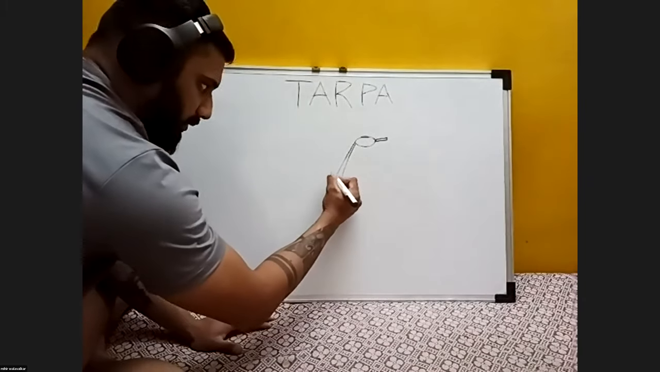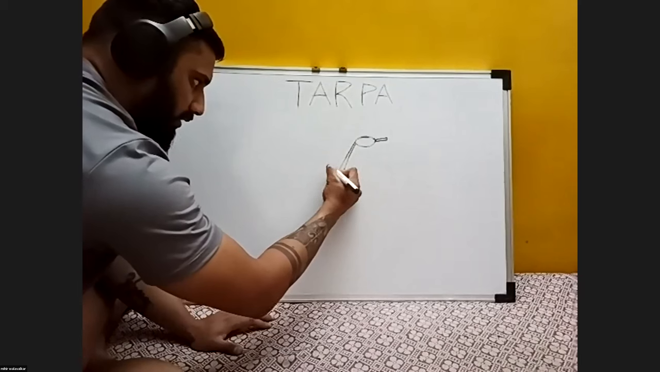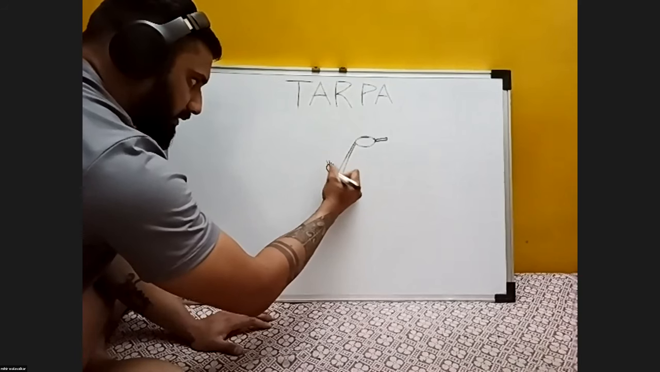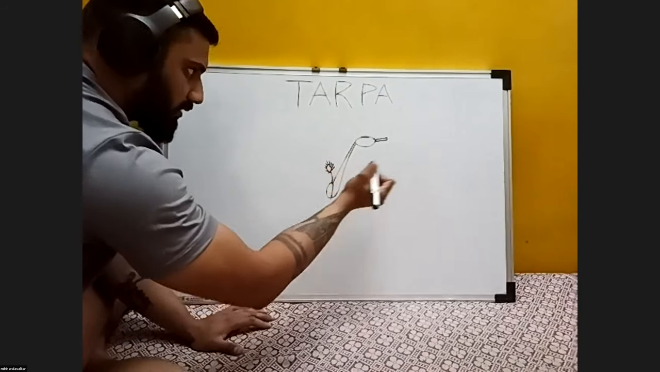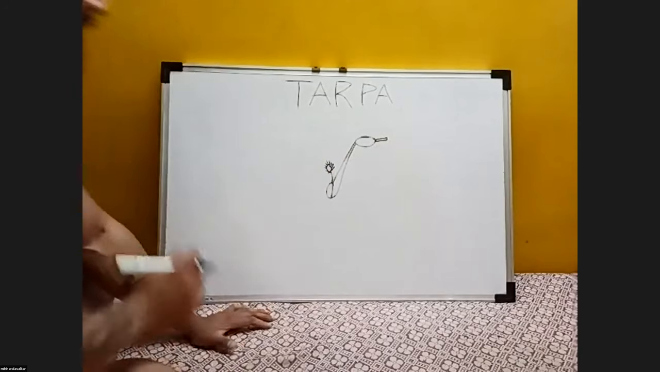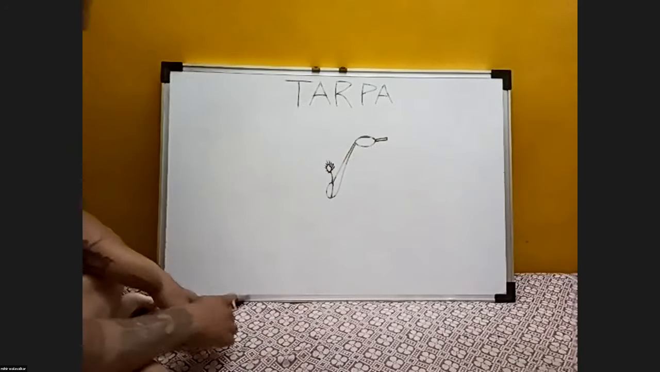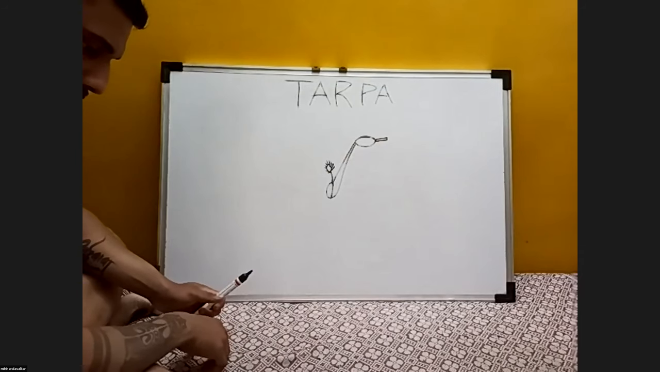So now they just put a peacock leaf on the top. So you can just show this like this. Okay. So this is one type of tarpa which we see.